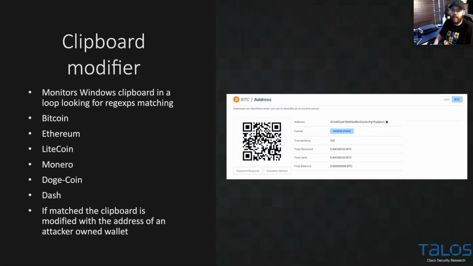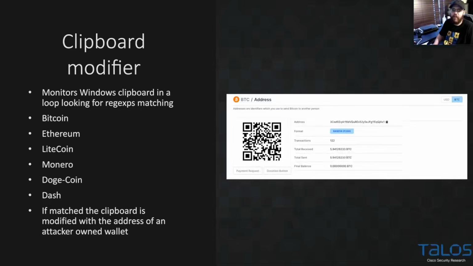There was also a clipboard modifier that was responsible for stealing cryptocurrency from victims. So what the clipboard modifier would do is it would constantly monitor the clipboard for different string values that may have been copied to the clipboard, and it would check them against a list of regular expressions to try to determine if the string was associated with a cryptocurrency wallet.